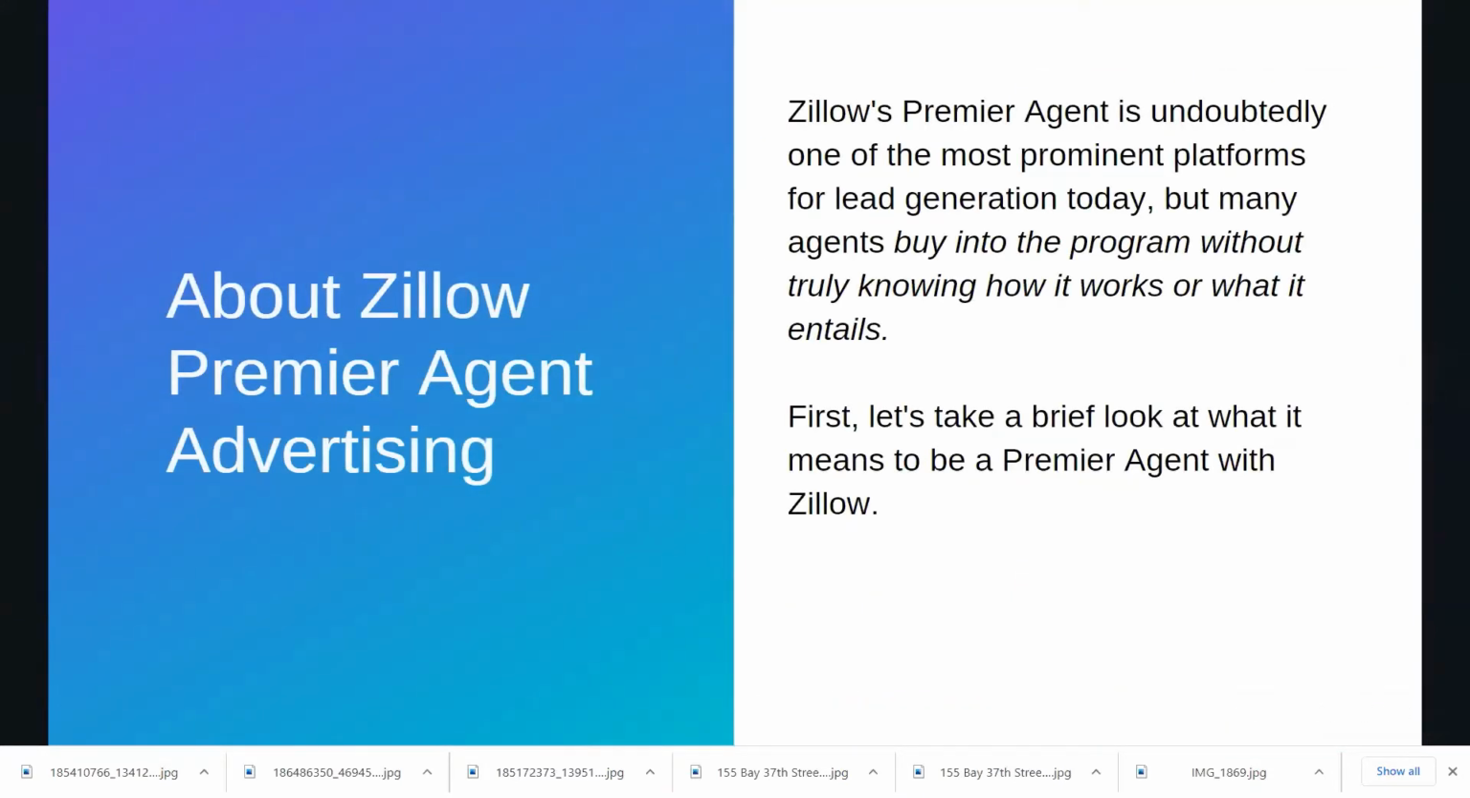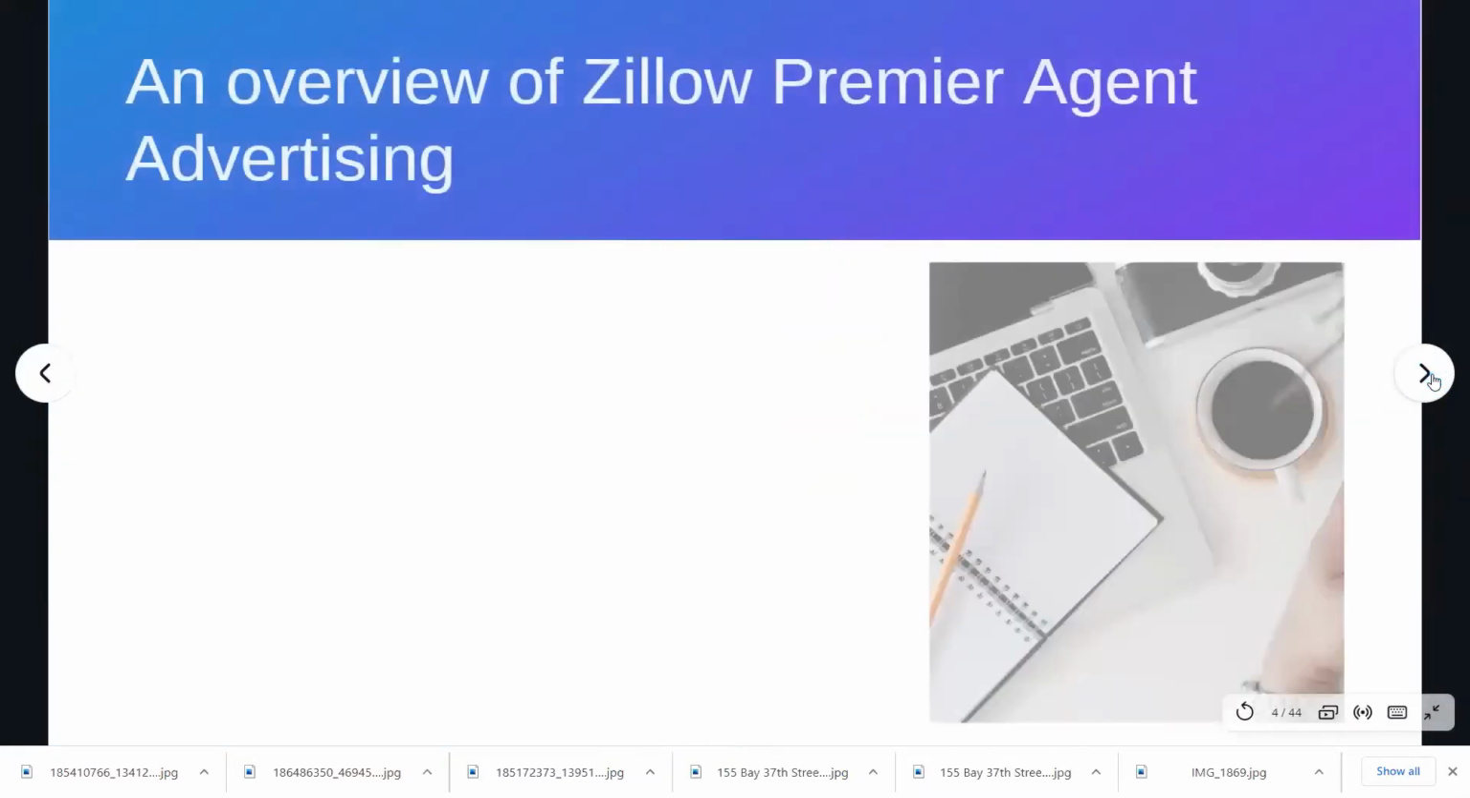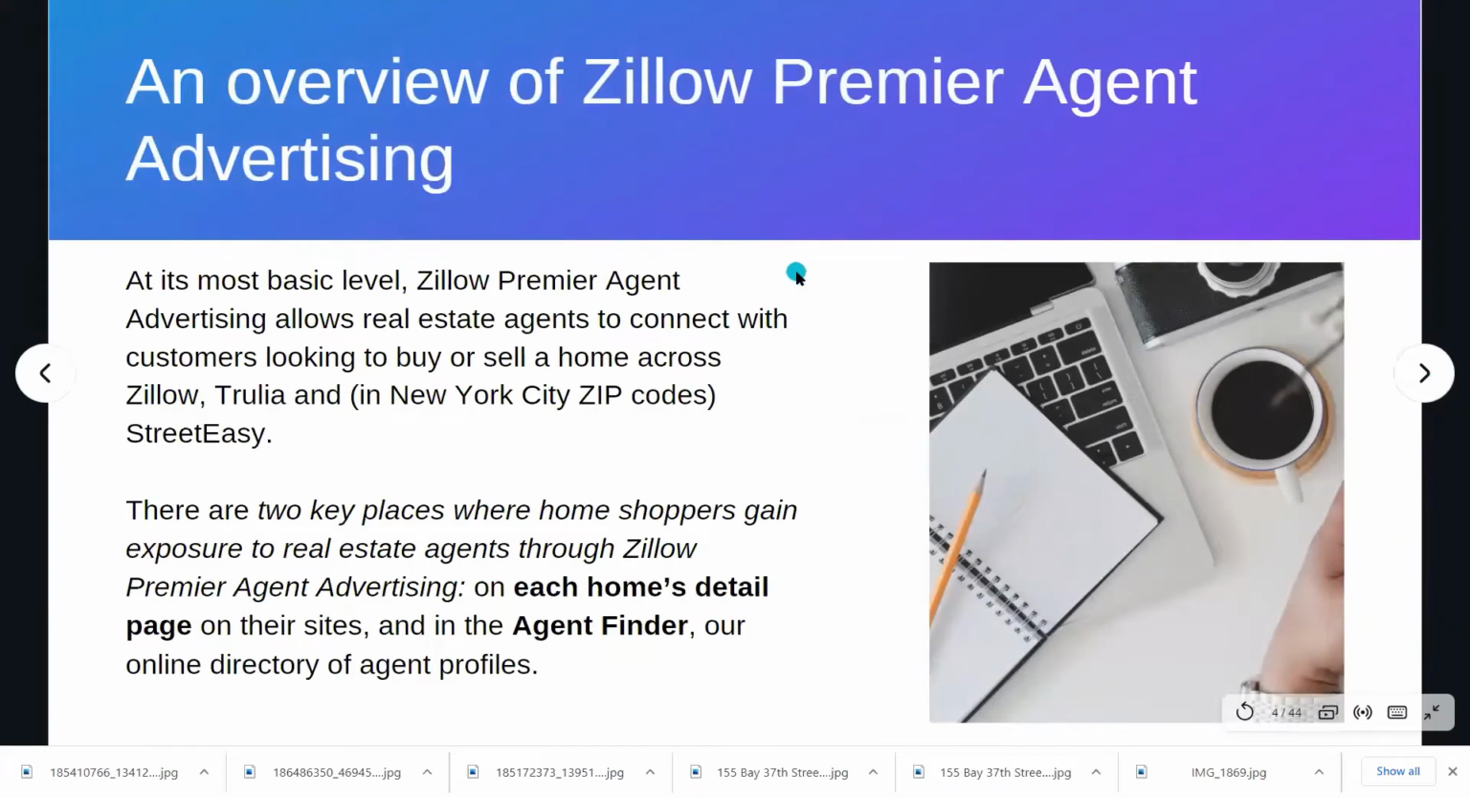So Zillow Premier Agent is definitely one of the most prominent platforms for lead generation today. But again, people buy into the program and have no idea how it works, what it entails. So we're going to take a brief look at that so that you can get an idea of how it works. At the most basic level, Zillow allows the real estate agent to advertise and connect with customers looking to buy or sell a home across Zillow, Trulia, and in New York City zip codes, StreetEasy.